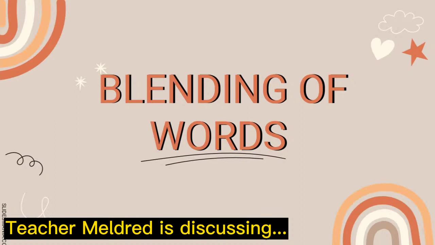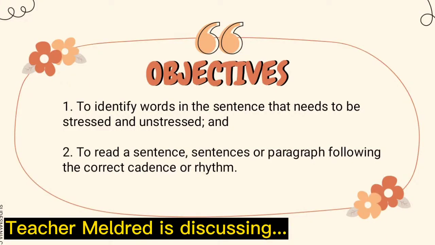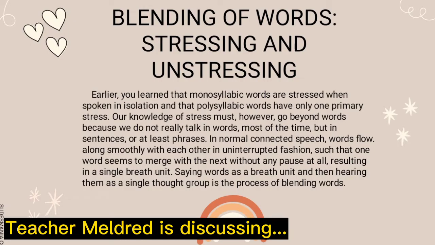The blending of words. Here are the objectives. Number 1, to identify words in the sentence that need to be stressed and unstressed. And number 2, to read a sentence, sentences, or paragraph following the correct cadence or rhythm. Blending of words consists of stressing and unstressing.